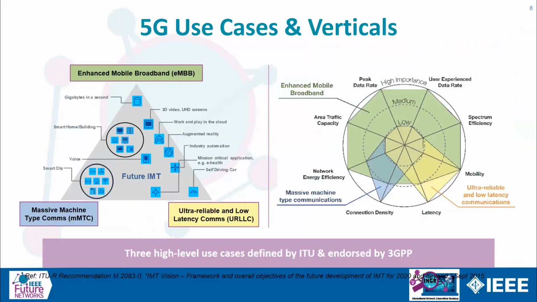So what is happening in the standards? This is on the right side. What you see is something from ITU. They define different KPIs, in terms of traffic, capacity, energy efficiency, latency, mobility, and the one on the periphery.